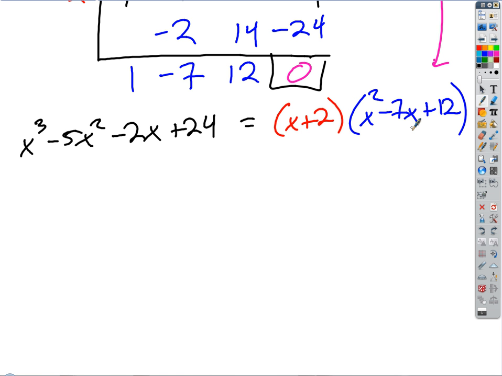Now think back to chapter 5. I'm not really going to ask you to do a lot of the ugly a times c, then split b factoring. But I am going to ask you to do some of the simple when a equals 1 kind of factoring. For a quadratic expression, when a equals 1, factoring either works or it doesn't, but it's simple.